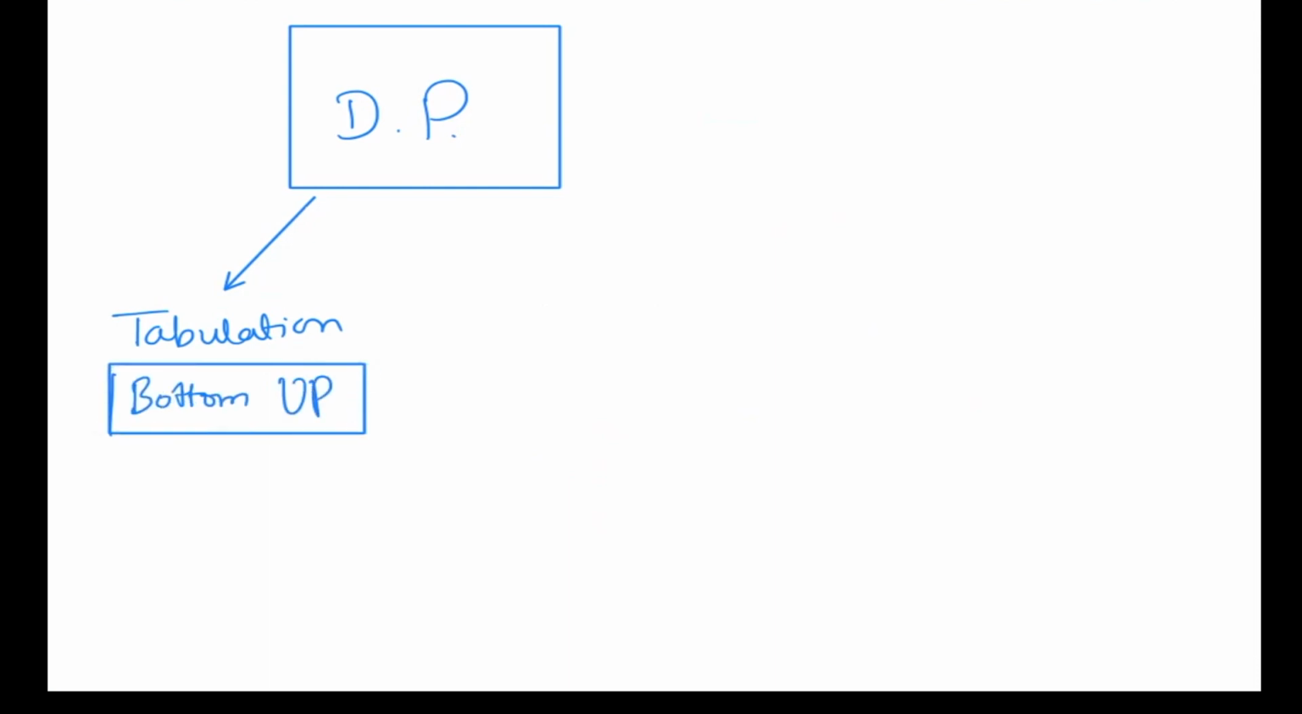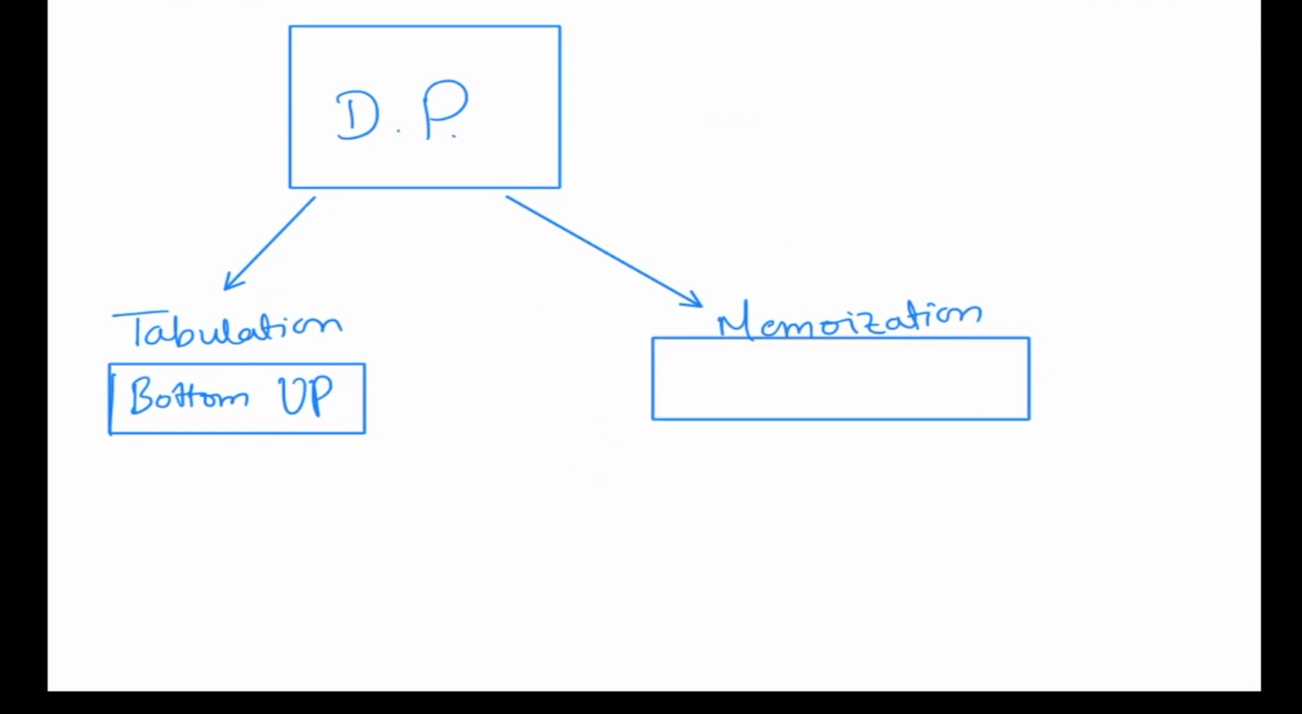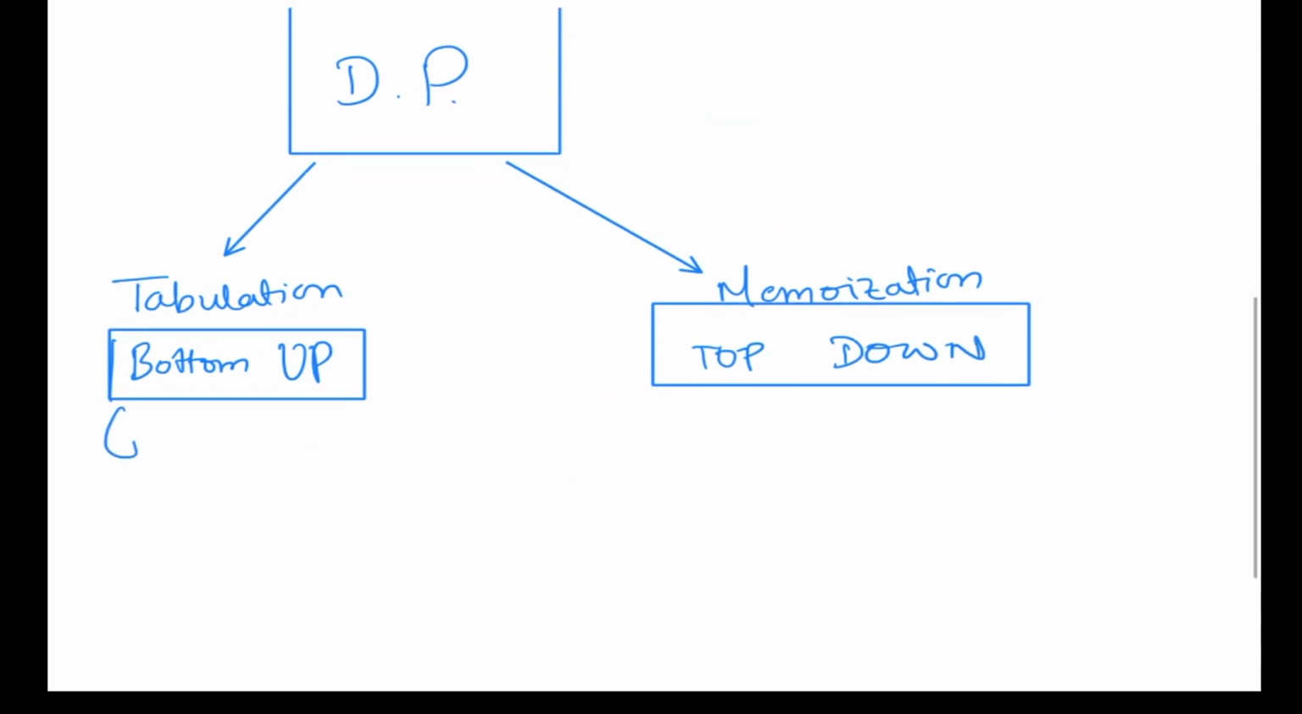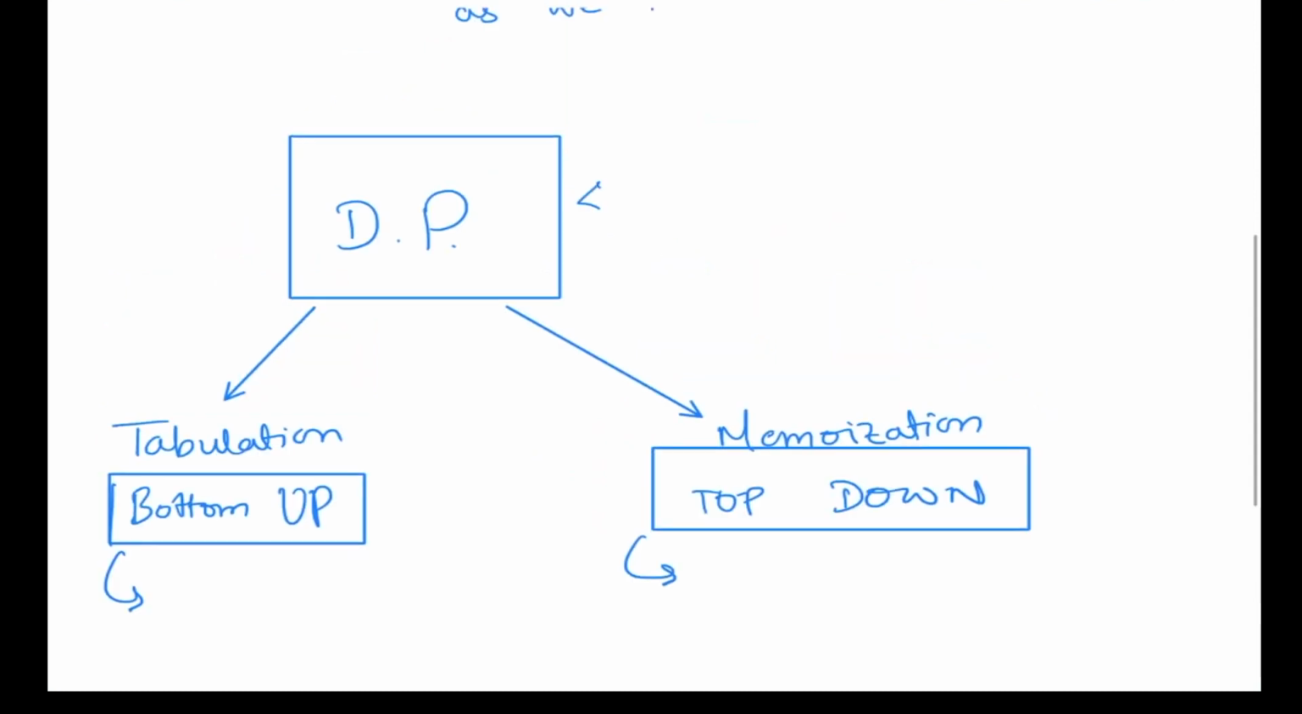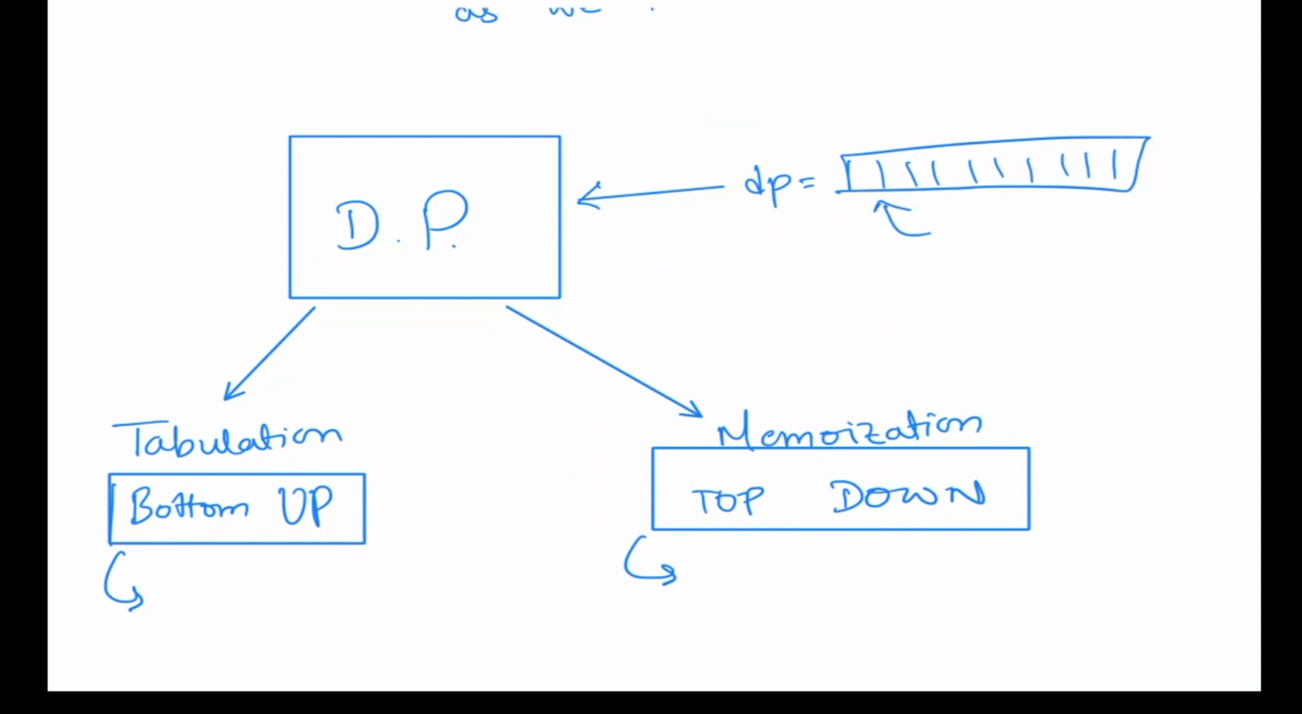Within dynamic programming, we have two approaches. Tabulation is a bottom-up approach. We start from 0 and go up to n. The other approach is memoization, which is a top-down approach. We'll see the difference between the two in a moment, but before that, in dynamic programming we always use lists or arrays. We have a dp variable which stores an array or a list.